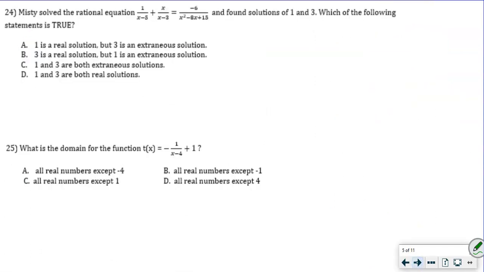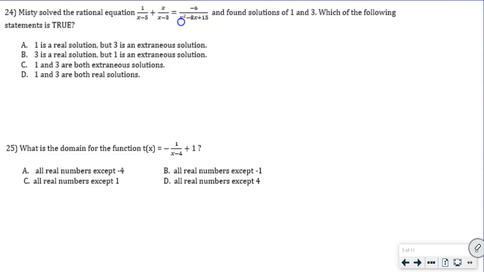All right, now number 24 says Misty solved the rational equation and found the solutions of 1 and 3. Which statement's true? So I want to go ahead and factor this denominator right here just to make sure there's no new factors there. So what are the factors of 15 that add up to be negative 8? That would be negative 5 and negative 3, right? Which are the ones we already have.